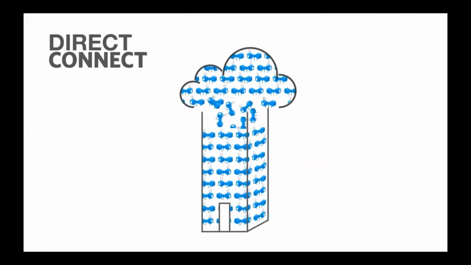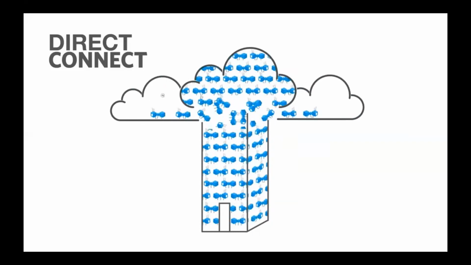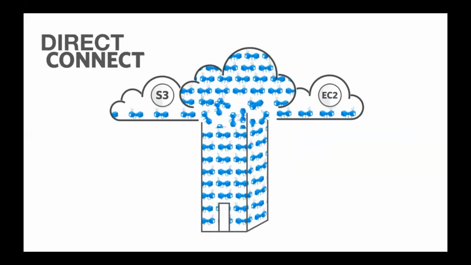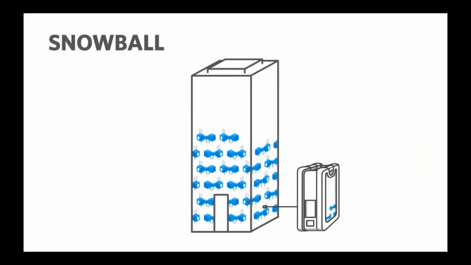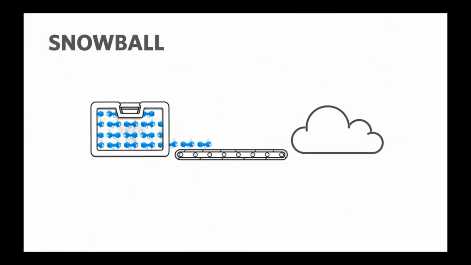Additionally, the connection lets you access both public and private IP-based services, like S3 and EC2, and maintain separation between environments. AWS Snowball provides petabyte-level data transport via a secured appliance. With Snowball, you can ship petabytes without high costs, long transfer times, or security concerns.